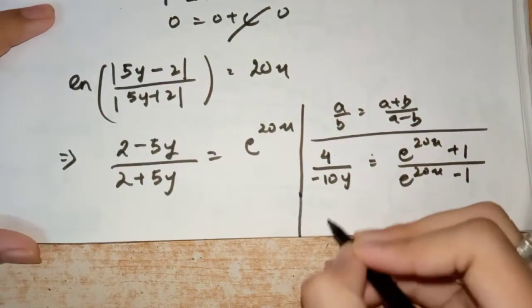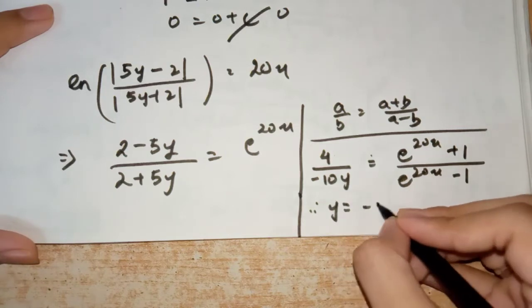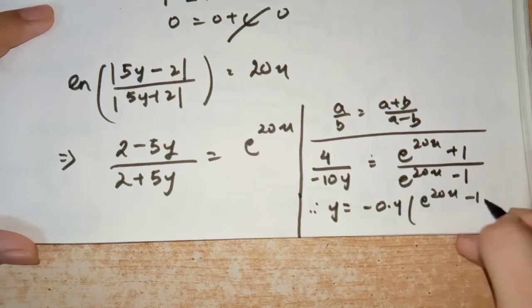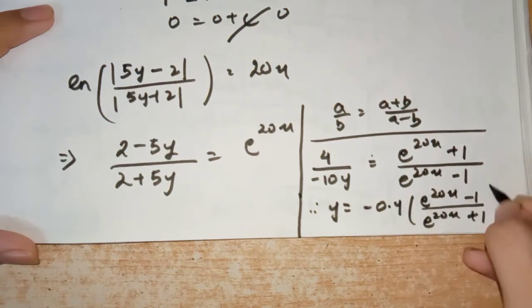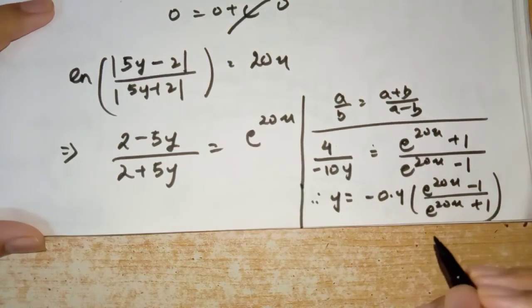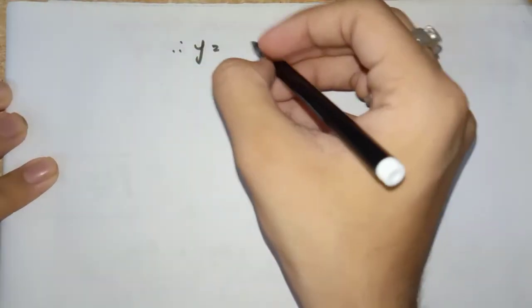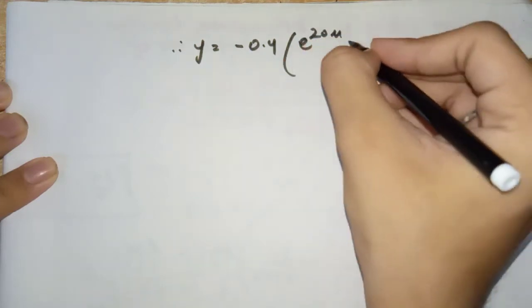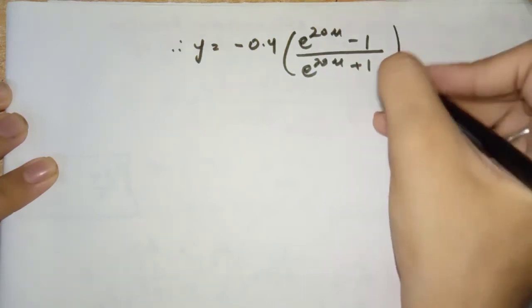Now we have to find y, our ultimate target. Therefore, from this equation, y is equal to minus 0.4 e to the power 20x minus 1 by e to the power 20x plus 1, right? So we have found out y. So our first target is achieved. Therefore, y is equal to, let me write it again, minus 0.4 e to the power 20x minus 1 by e to the power 20x plus 1, right?